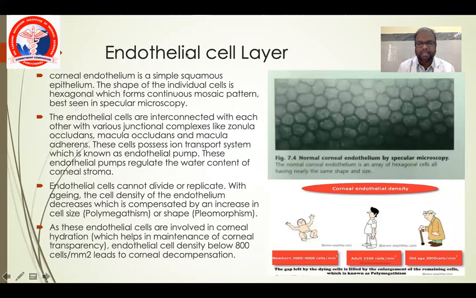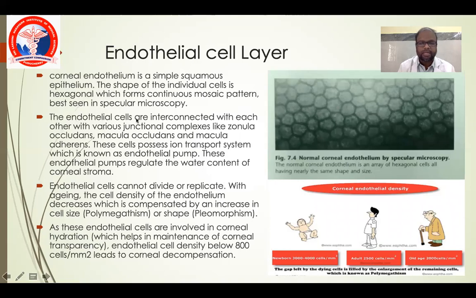Now coming to the last layer of the cornea, that is the corneal endothelial cell layer. As I told you, it is a single layer. The corneal endothelium is a simple squamous epithelium. The shape of the individual cells is hexagonal. Can you see? This is by specular microscopy, a special technique where a special microscope is used to take an image of the endothelial cells. The shape of individual cells is hexagonal, which forms a continuous mosaic pattern.